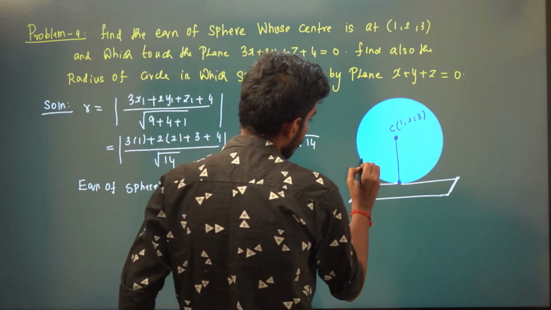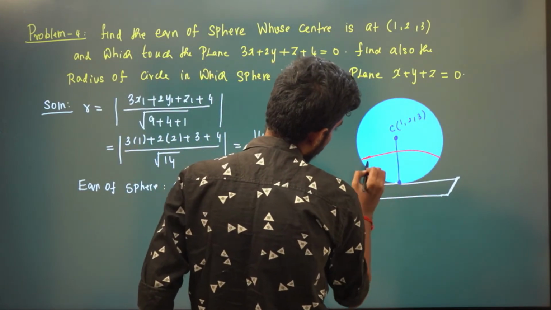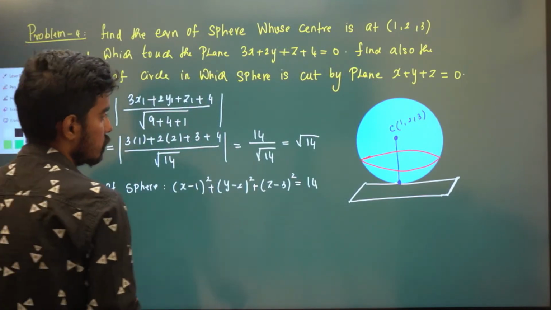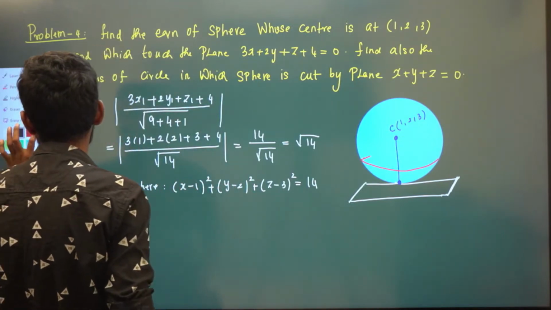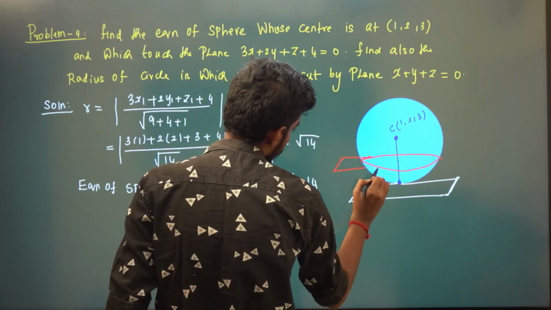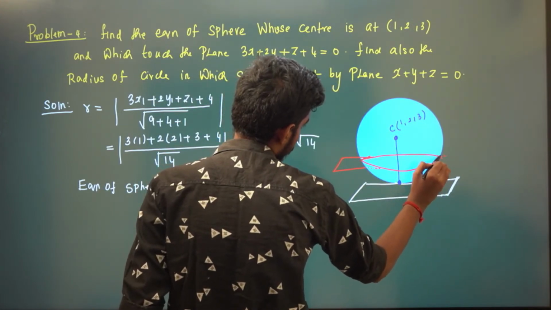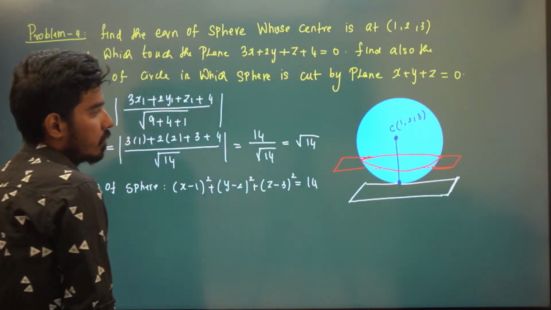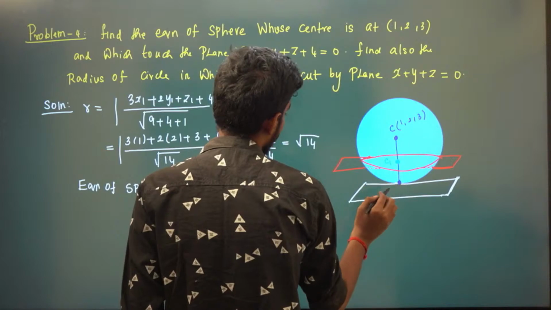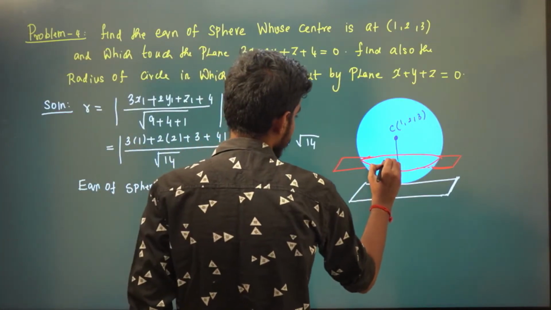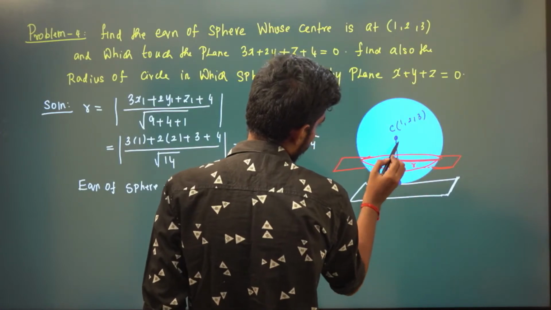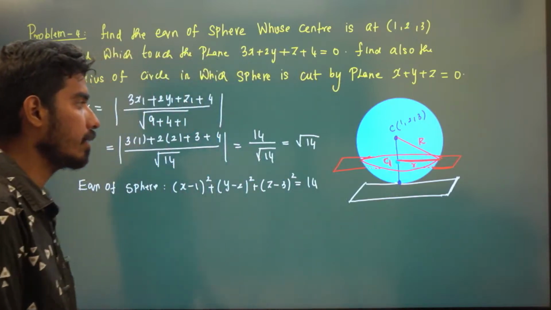We have one more circle, and this circle is formed by a plane, right? This circle is formed by this plane. Now we need to find the radius of this circle. So let us say this is the center of the circle. Now this is the radius of the circle.